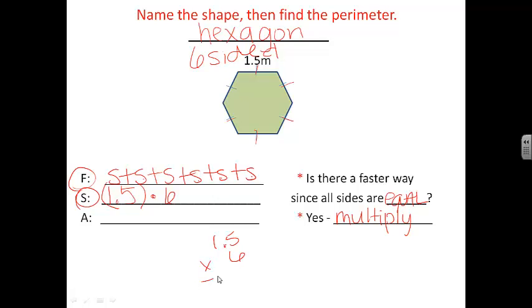Okay, this is how I would set it up and move it over once. So when we multiply, we get 9. Okay, because of course you move it over once because there's one spot to the right here. Okay, so my answer would be 9 meters. Okay, if you want to add 1.5 6 times, you're more than welcome, but a faster way is knowing how many sides you have and multiplying it by the length of that side.